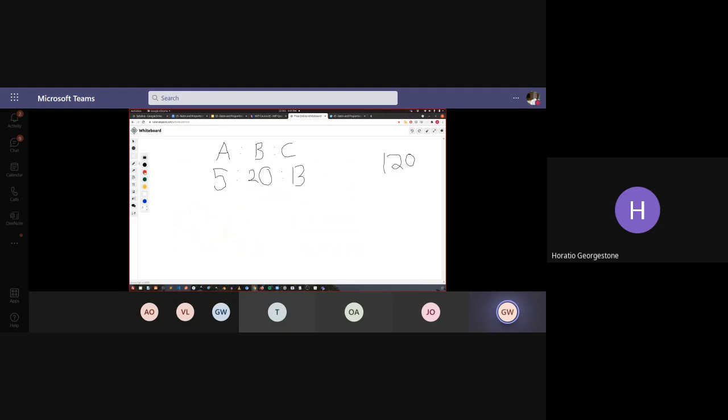So what you want to do is work out the difference between A and C in terms of parts of the ratio. So what's the difference between 5 and 13? The difference between 5 and 13 is 8. So we just do 13 subtract 5. That gives us 8. So what this means is that 8 parts in the ratio represents 120, represents the number 120. Then we have to work out, what does 1 part in the ratio represent?